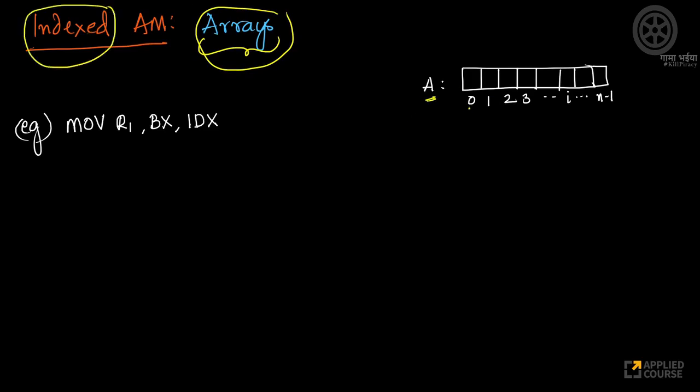So I start with address 0, 1, 2, up to n-1, and I have an index I here, right? So we'll use the C-based 0-indexed arrays just for simplicity. Okay, now let's see how it actually works.